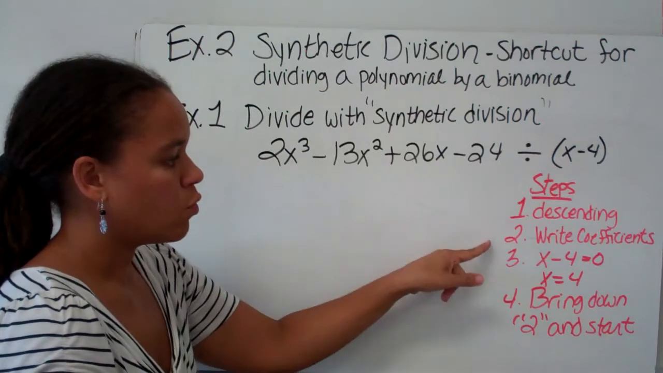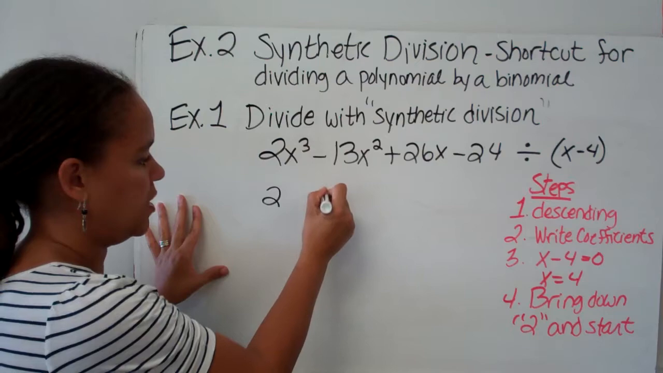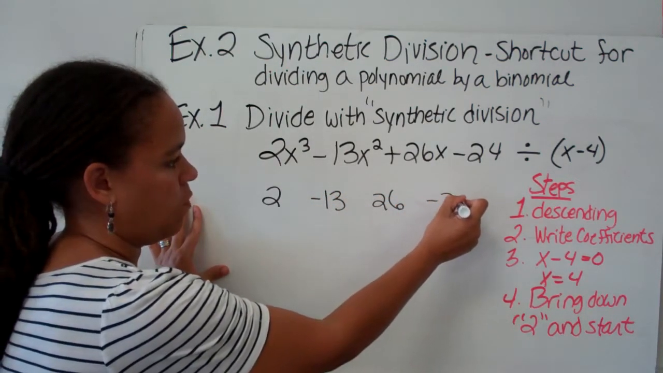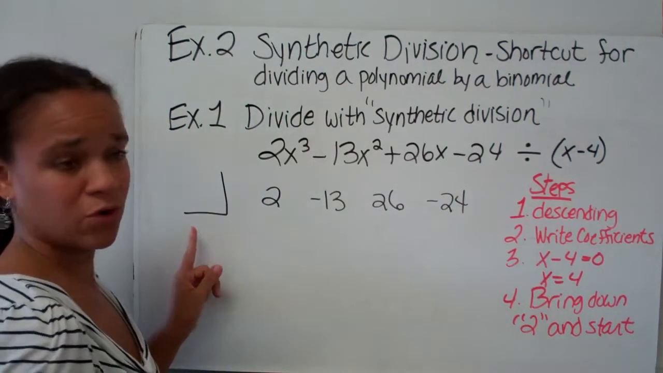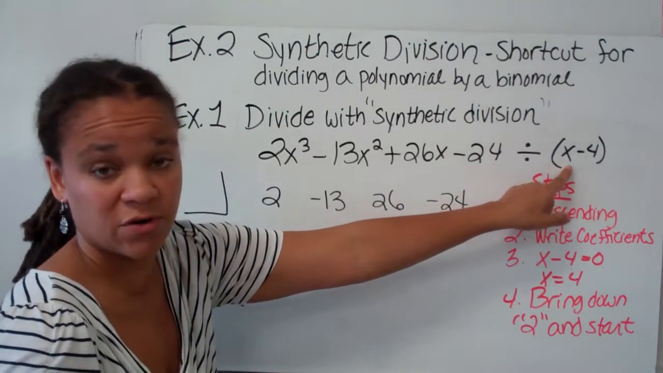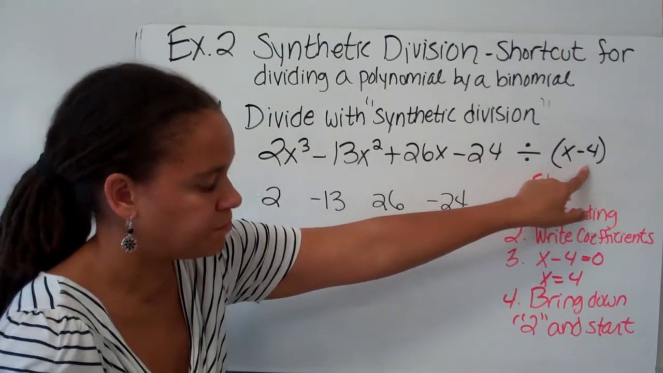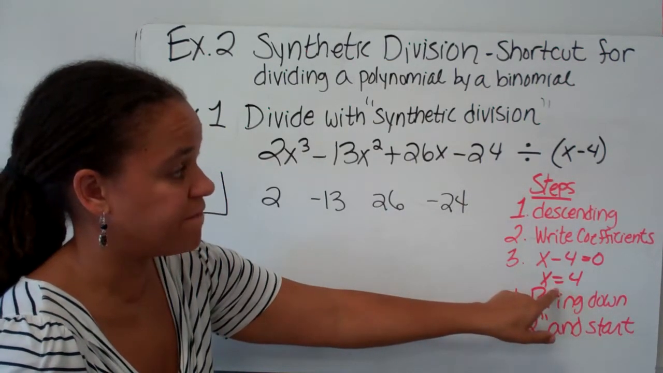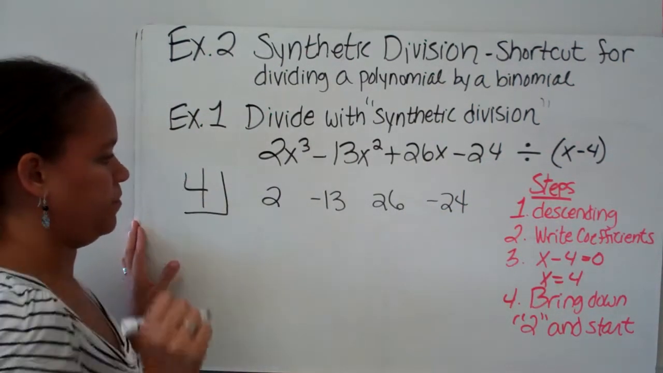We're good on that. Now we want to write out the coefficients. So we're going to write out 2, negative 13, 26, and negative 24. Now, we have this little setup. You're going to have a little box here. And what goes in here is what would make this equal to 0, what you're dividing by. So you have the binomial, and we just have x minus 4. So here, x minus 4 equal to 0, that would be 4. So if I put 4 in here, 4 minus 4 would be 0. That's what I put here.